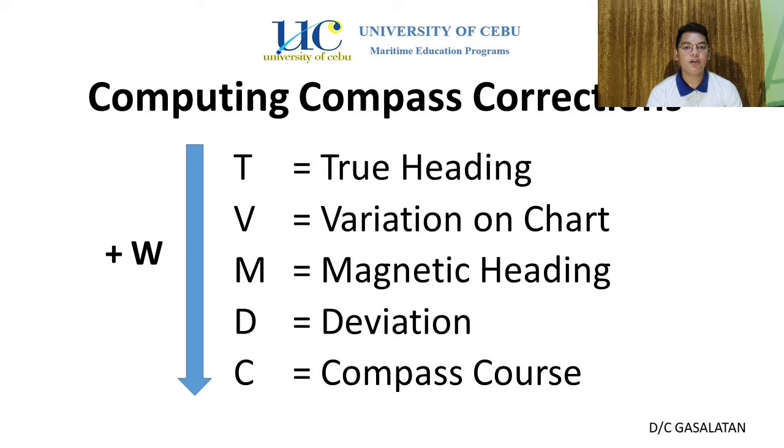So next will be computing of the compass errors, or computing of the compass corrections. We will be using the TVMDC. T stands for true heading, V is variation of chart, M is magnetic heading, D is deviation, and C is compass course. In the first tier, it is also known as the "True Virgins Make Dull Company," where solving for each blank value will be answered through adding the values of the variables given to us.